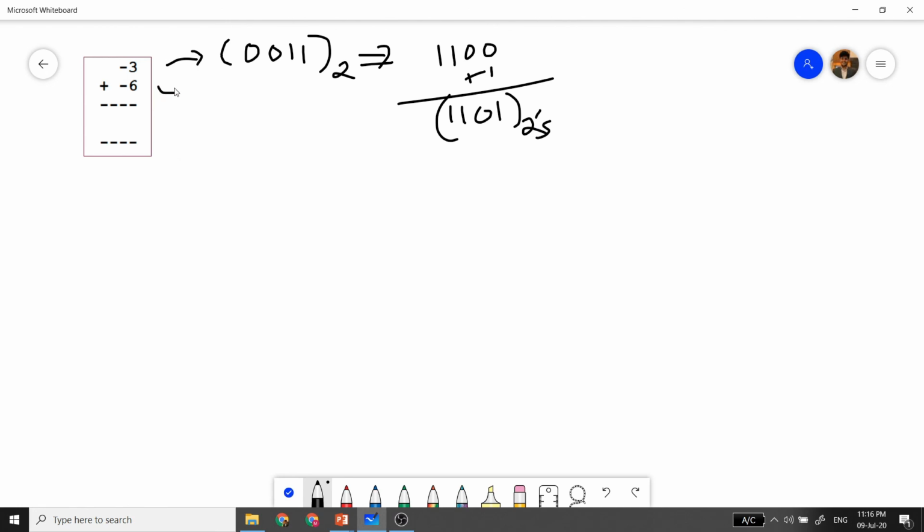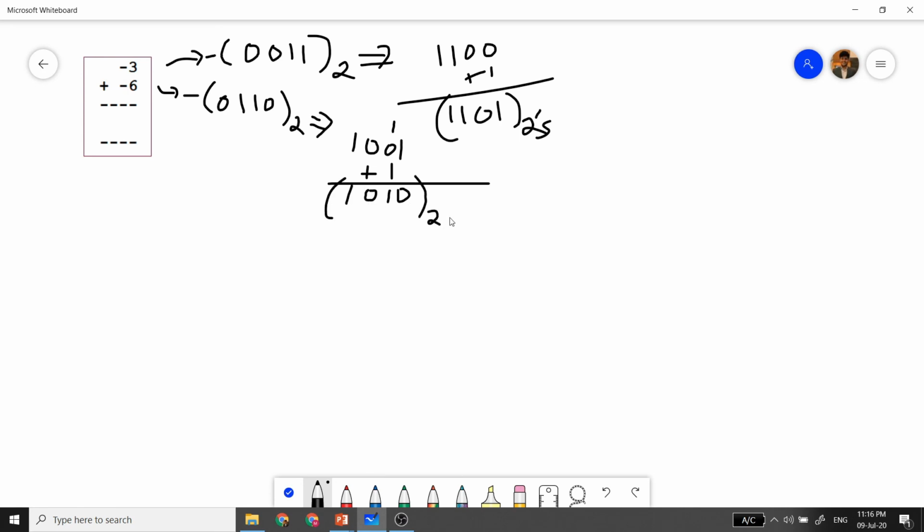For minus 6, this will be negative here. This will be 0, 1, 1, 0. Bit inversion next, plus 1. So 1 plus 1 is 0, carry of 1, 1 plus 0 is 1, 0 and 1. This is the 2's complement form of minus 6. Now let's add these two numbers, this one and this one.